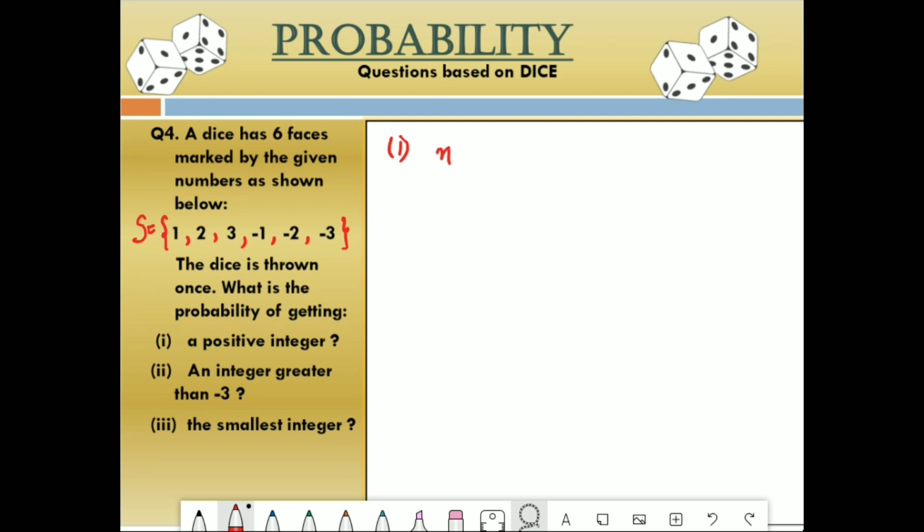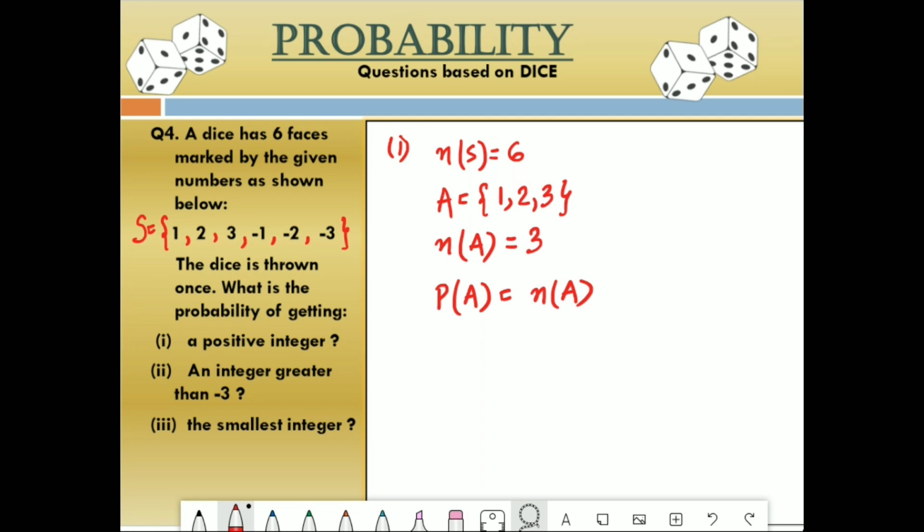So total number of all possible outcomes is equal to 6. And positive integers are 1, 2, 3. So in this case we have 3 favorable cases. So using the probability formula, which is number of favorable cases divided by total number of all possible outcomes, which is 3 upon 6. So our answer is 1 upon 2.